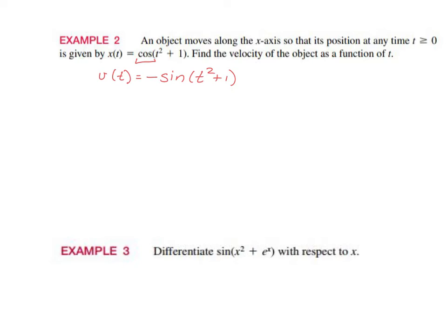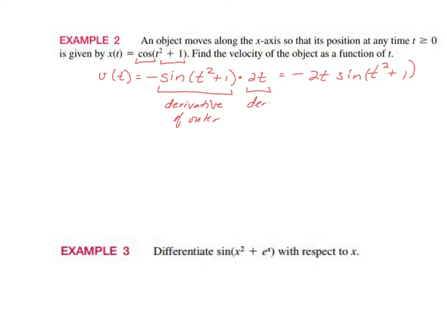And then I need to remember to use the chain rule and multiply by the derivative of the inside function. So the derivative of t squared is 2t, and the derivative of 1 is 0. So my final answer would be negative 2t sine of t squared plus 1. Again, notice that I'm taking the derivative of the main function, or the outer function, keeping the inner function inside of it, and then multiplying by the derivative of the inner function.